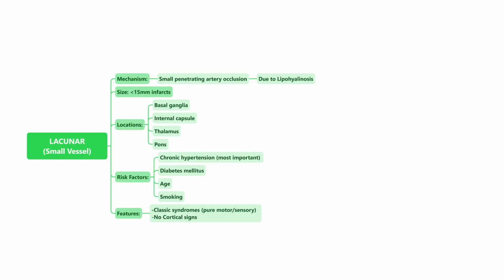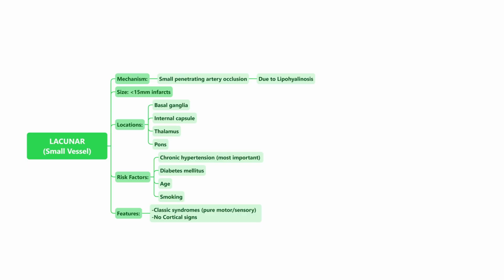Lacunar stroke affects small vessels. This occurs due to occlusion of small penetrating arteries caused by a process called lipohyalinosis. These infarcts are small, less than 15 millimeters in size. Common locations include the basal ganglia, internal capsule, thalamus, and pons.